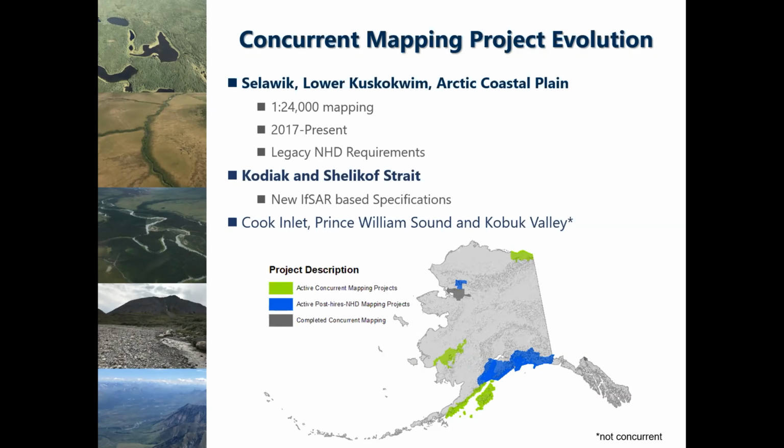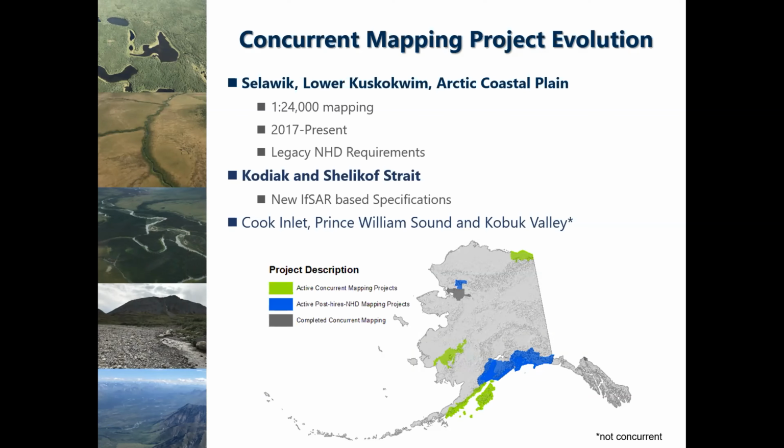The second purpose was to reduce overall costs associated with mapping wetlands and hydrography and seek out opportunities to improve alignment of the data. And so we had 3 concurrent mapping projects initiated between 2015 and 2017 that generated truly concurrent NHD and NWI compliant data according to the specifications at the time of contracting. Those included Selawik National Wildlife Refuge in dark gray in the northwest portion of Alaska, the lower Kuskokwim portion of Yukon Delta National Wildlife Refuge, which is in green, in the western part of Alaska, and the Arctic coastal plain of the Arctic National Wildlife Refuge up in the northeast corner of Alaska. Each of those projects focused on generating 1 to 24,000 scale NHD and NWI data.